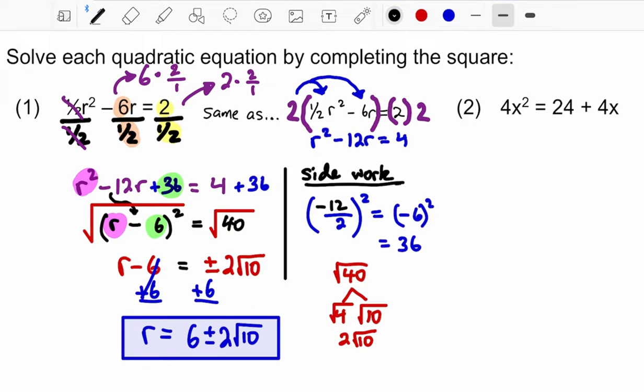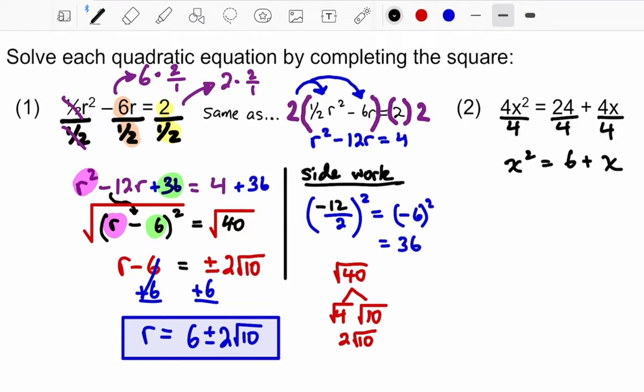So first move, divide by the leading coefficient. That doesn't have to be your first move, but it's got to be a move before you try to complete the square. All right, you could reorganize if you want first, but I see all of these values are divisible by 4, so I have an urge to just go for it. All right, so we have x squared equals 6 plus x.